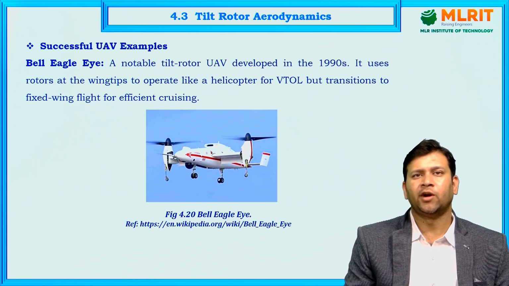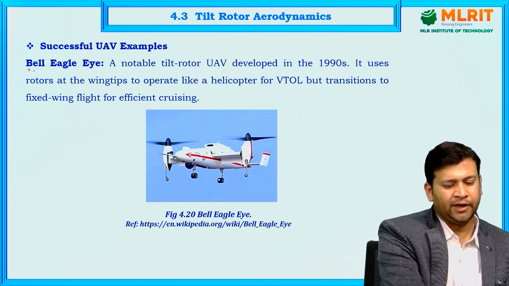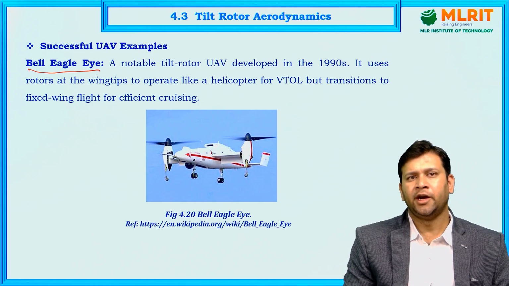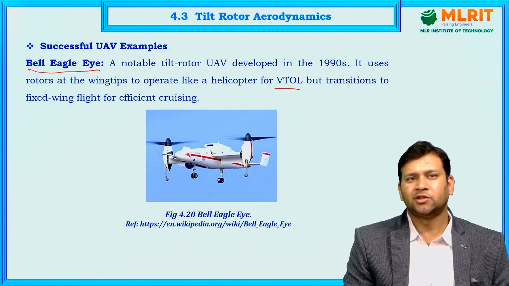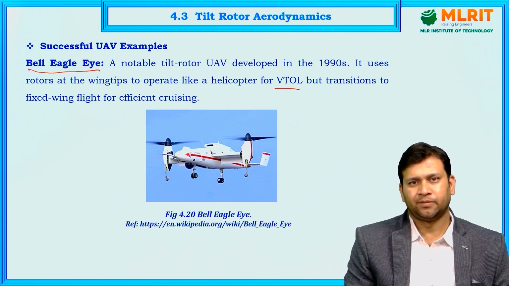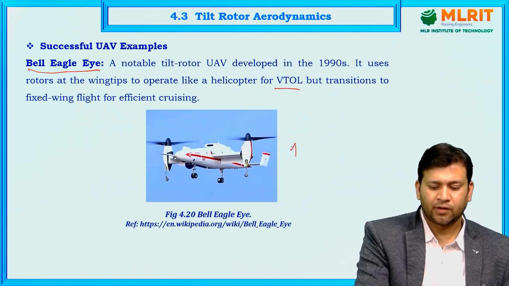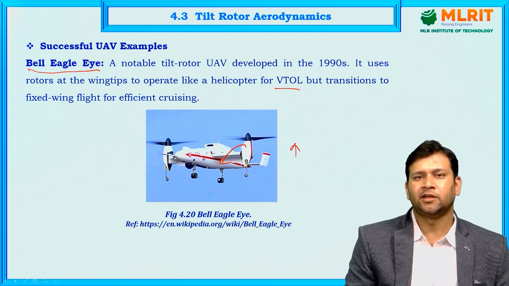These are some successful unmanned aerial vehicles with tilt rotor mechanism. The first one is the Bell Eagle Eye. It's a notable tilt rotor unmanned aerial vehicle developed in the 1990s. It uses rotors at the wingtips to operate like a helicopter for VTOL, but transitions to fixed wing flight for efficient cruising. Once it takes off from the runway vertically, the rotors are tilted 90 degrees in the forward direction, so that in cruise flight it is like a fixed wing aircraft.